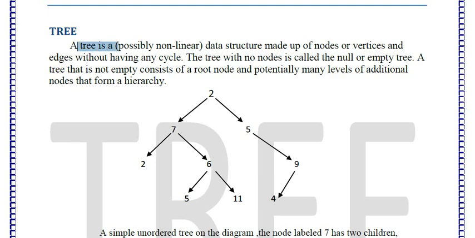A tree is a nonlinear data structure which is made up of nodes, vertices and edges without having a cycle. That means here we have nodes, and those lines are known as edges. But there is no cycle. That means it starts from 2 but can never get back to this position 2. So that's why a tree is not a cycle. This is very important, and the tree with no nodes is called a null or empty tree.